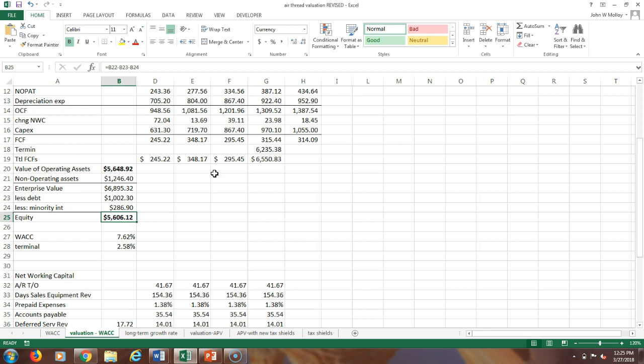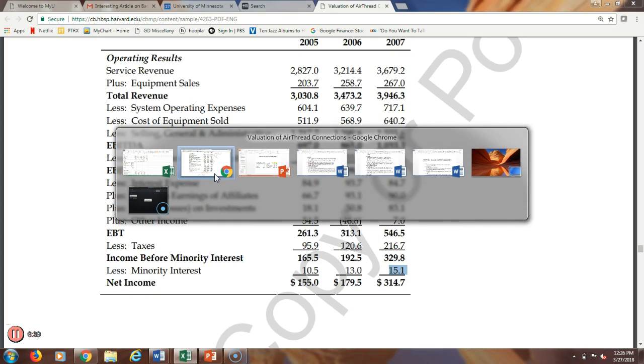So if they just do 43.4, then I would just leave it alone. If they forget to subtract the minority interest, I would just take a half a point off to say, oh, you should have got the minority interest. So overall, then we end up with about a 5606 equity value based on that.